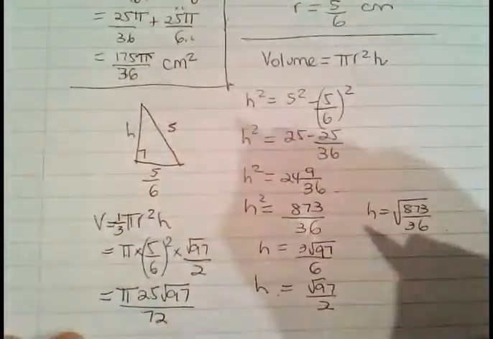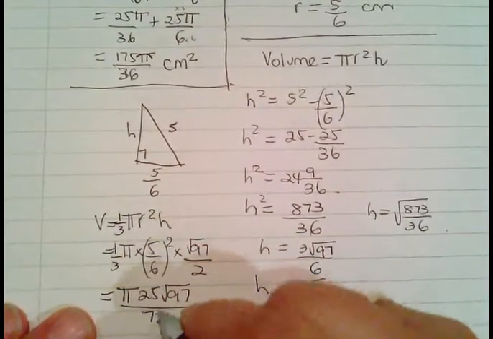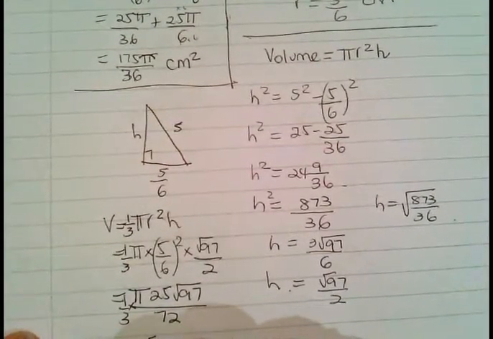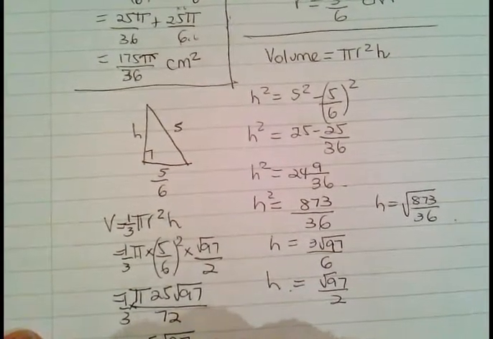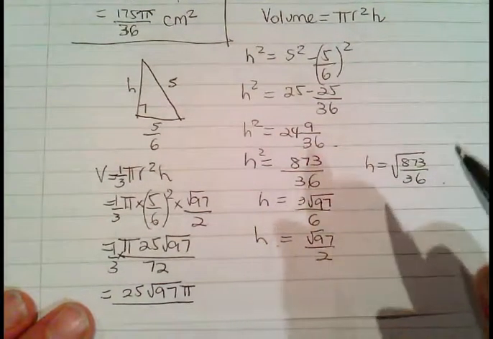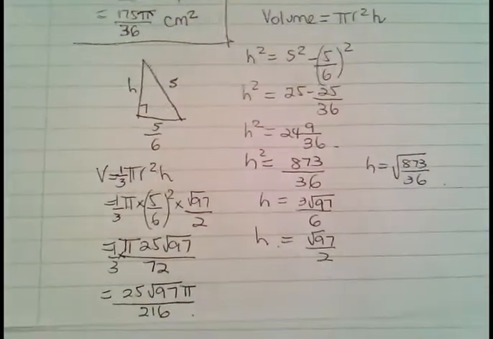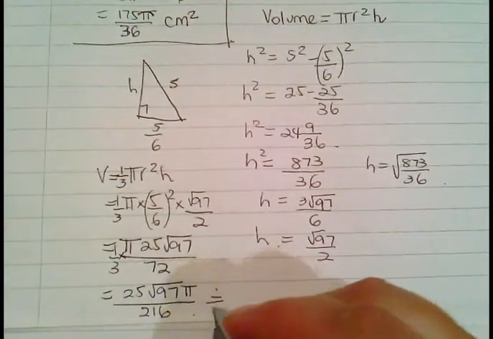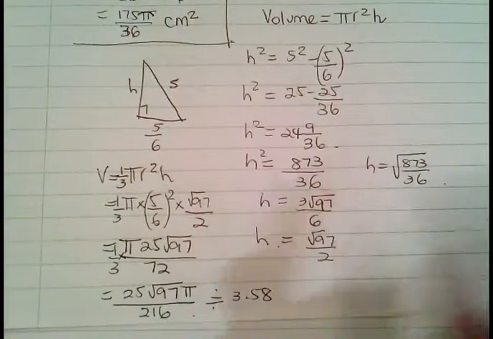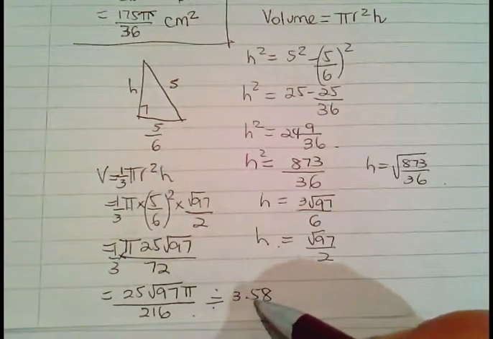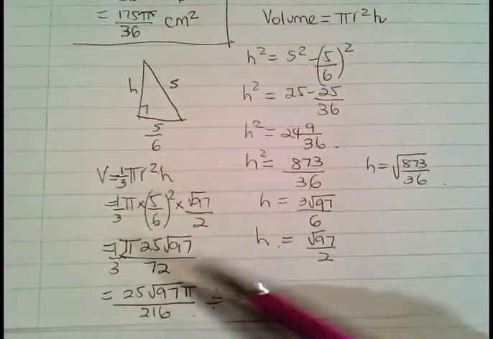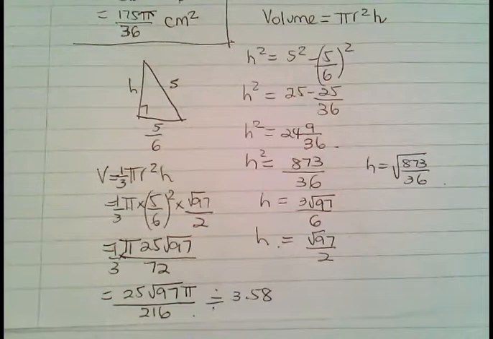Sorry, just a little error. It's a third pi r squared h. So that's a third times that, which is 25 root 97 pi over 3 times 72, which is over 216. So that's the exact answer, and it's approximately 3.58 to 2 decimal places. Even though the answer in the solutions is different to this, it also approximates to 3.58, so they are the same answer. I really can't see how we can simplify the square root of 97.